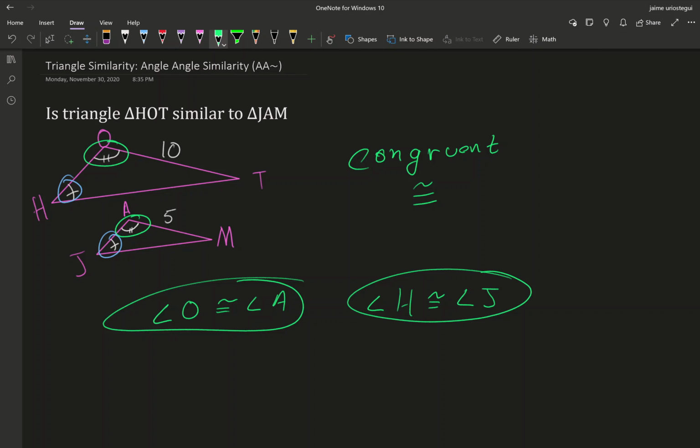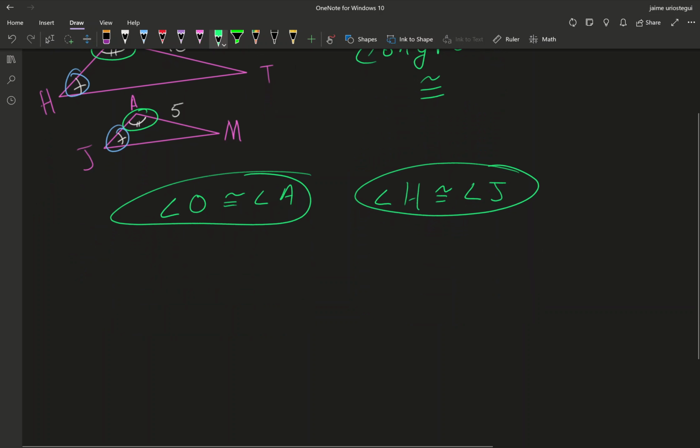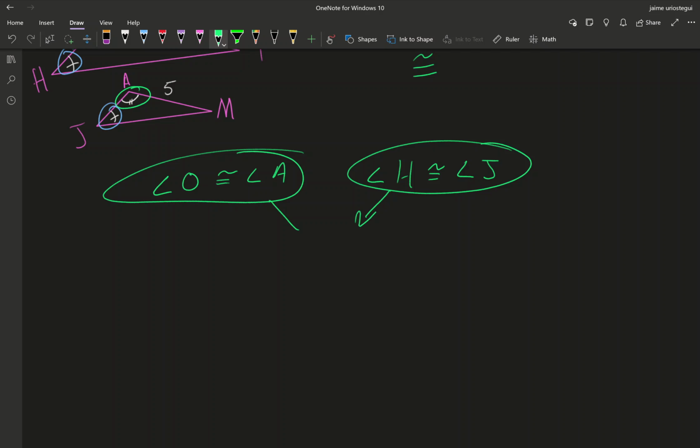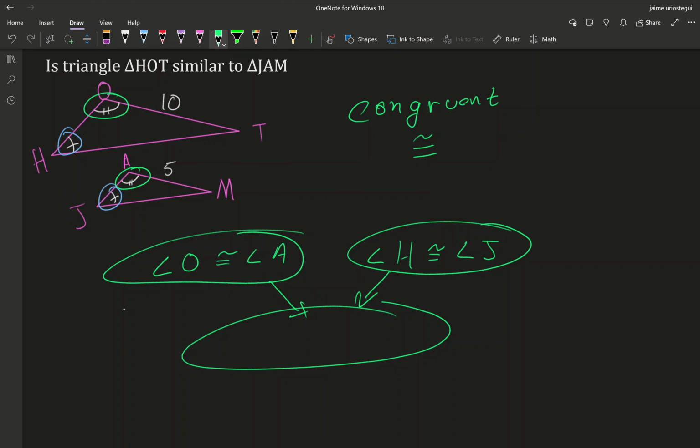Now, just like side-side-side similarity, these are reasons to our conclusion. These are my arguments as to why my conclusion is true. So my conclusion now, I can say that triangle HOT is similar, I was about to say congruent, it's similar to triangle JAM. Again, overall, the theorem that we're using to prove this is angle-angle similarity.